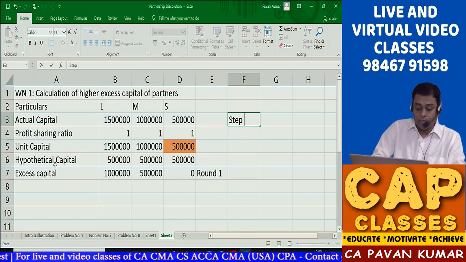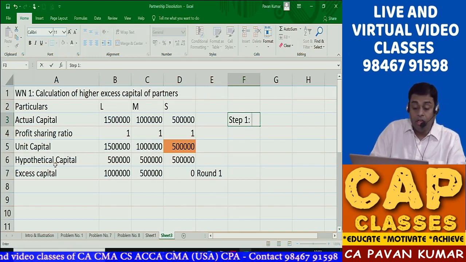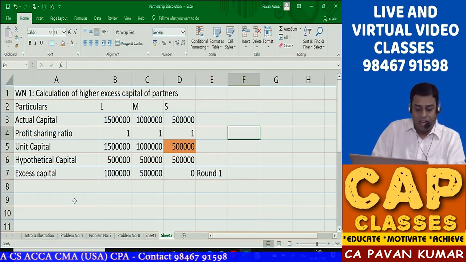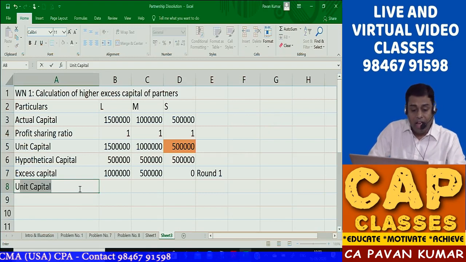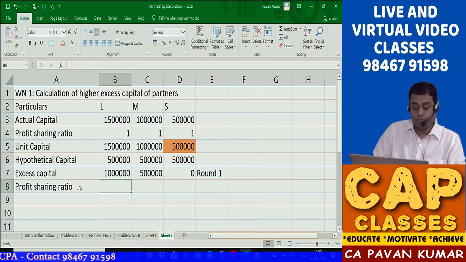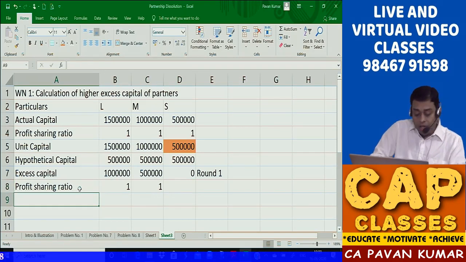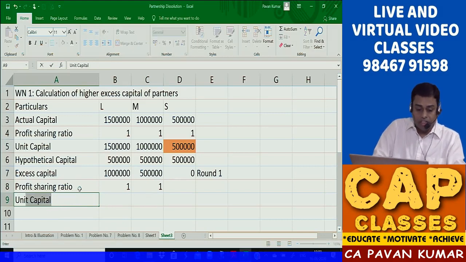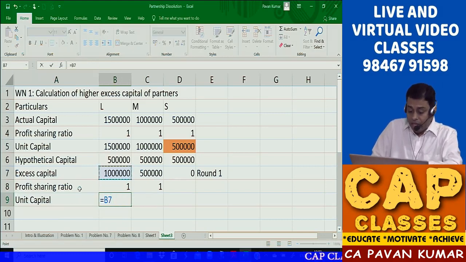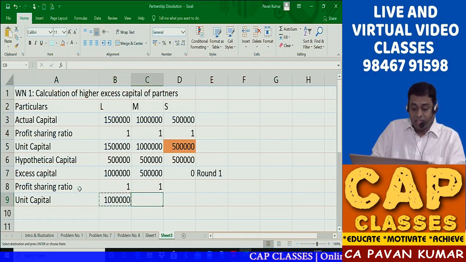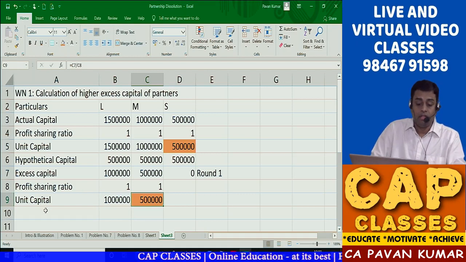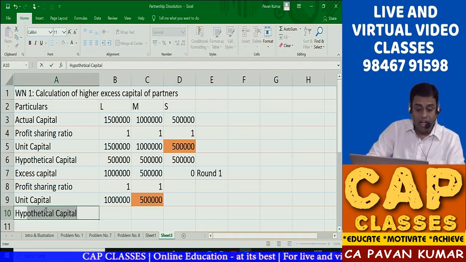So step 1. We'll do the second round also, then you will get the clarity. Again you write the profit sharing ratio; for these two it is 1:1. Then unit capital first: this divided by this, 10 lakhs, here 5 lakhs. So this is the basis. Then what is hypothetical capital?